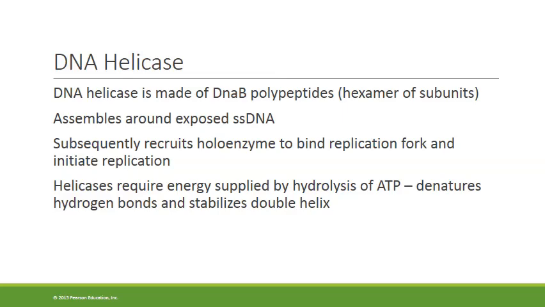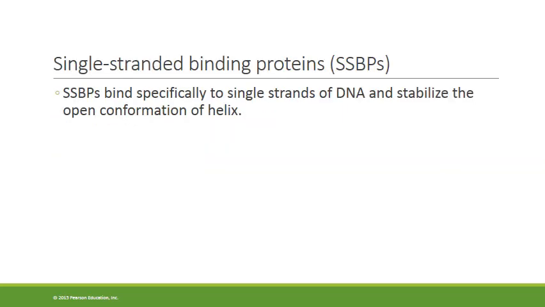Once the DNA is open, DNA helicase, made up of what we call DnaB polypeptides, is able to assemble around that exposed single-stranded DNA, recruit the holoenzyme to bind to that replication fork, and subsequently keep unwinding the DNA at the two ends. Helicase requires energy supplied by ATP to denature those hydrogen bonds.